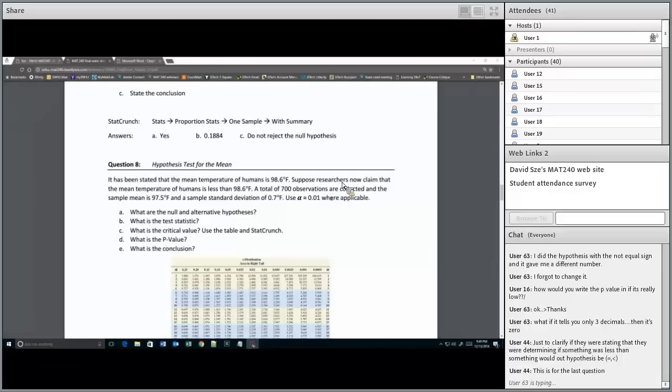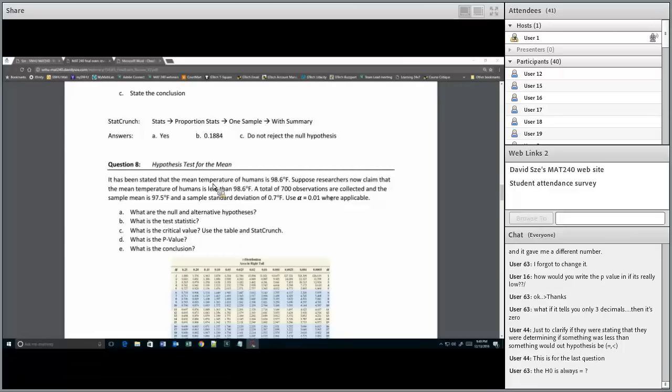If they had said researchers now claim that the mean temperature of humans is greater than 98.6, then your alternative hypothesis would be that the mean is greater than 98.6. However, if they had said, suppose that the researchers now claim that the mean temperature of humans is different than 98.6, not equal to 98.6, then it would be not equal.